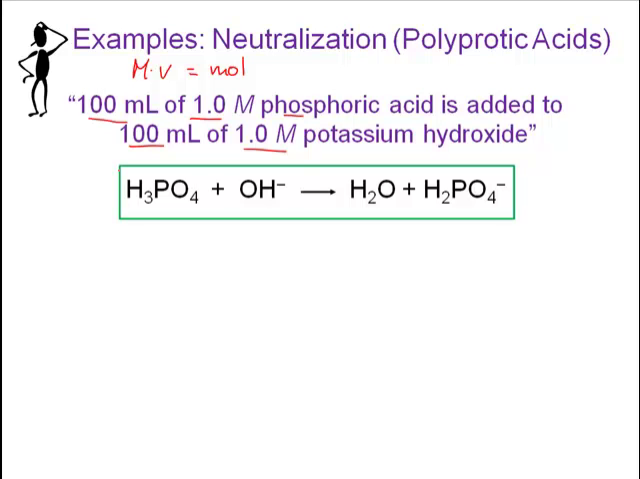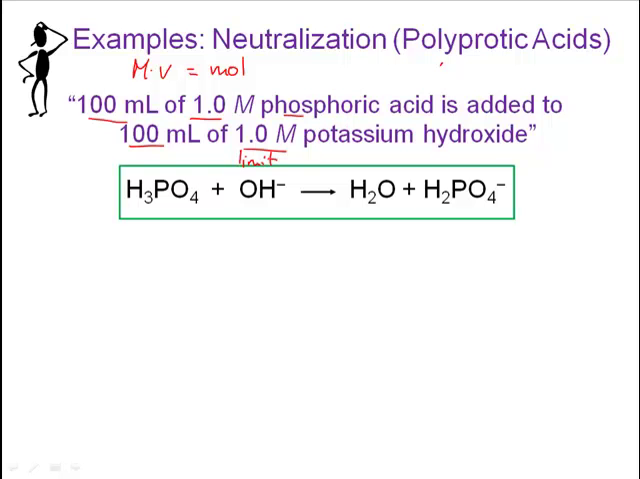You can't go further because you run out of OHs. So this is what is limiting the reaction. It can't go any further because when you neutralize all the OHs, there are no additional OHs in solution. It's a neutral solution. It must have more OH, yes. Exactly.